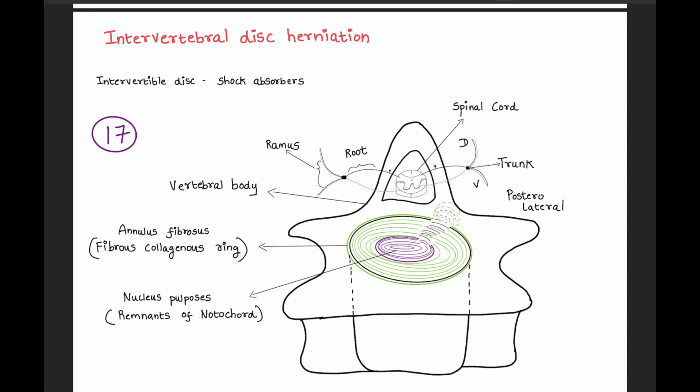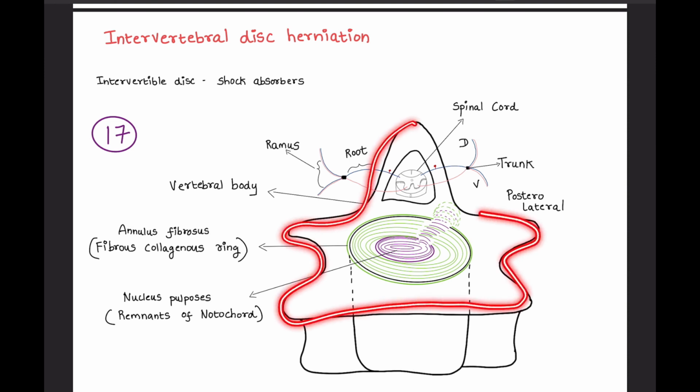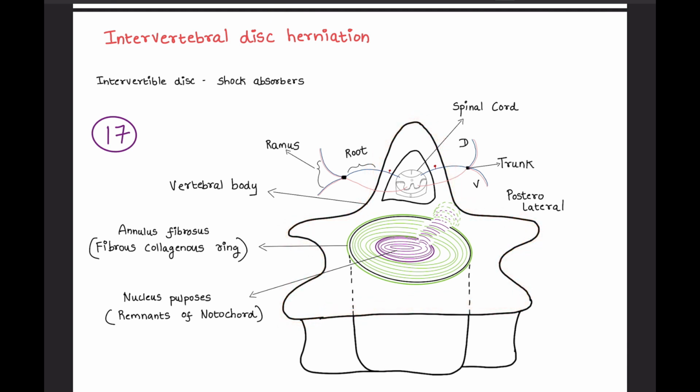So this is a picture of your vertebral body, and here is your vertebral canal. Inside the canal you have the spinal cord located, and in the vertebral body there is a fibrous collagenous ring known as annulus fibrosus. Inside that is nucleus pulposus. Nucleus pulposus are remnants of notochord.